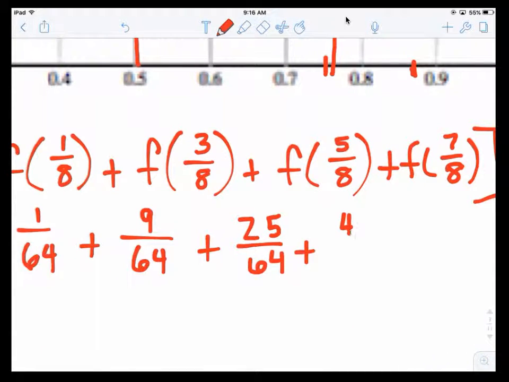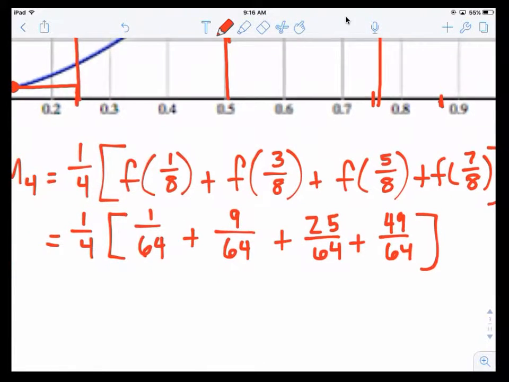and 49/64. We go with that? So what's that? That's 10. 10 and 25 is 35. What is it? 84. Okay.